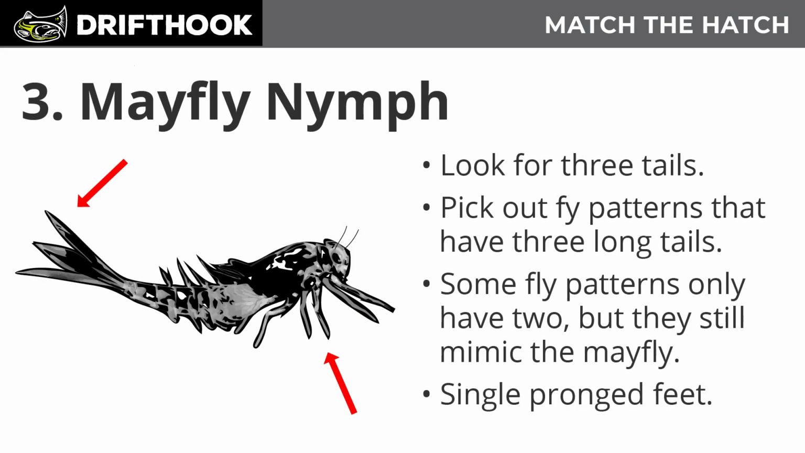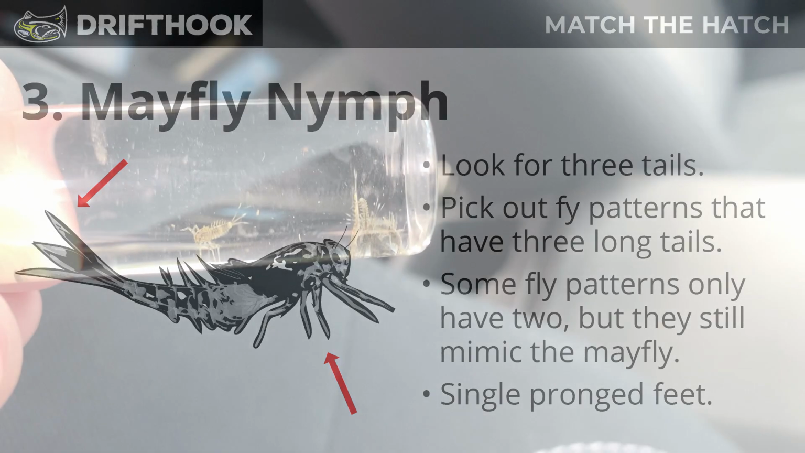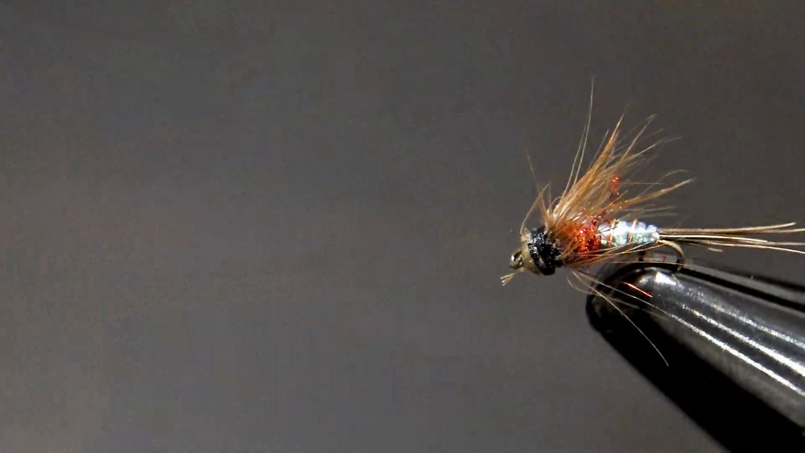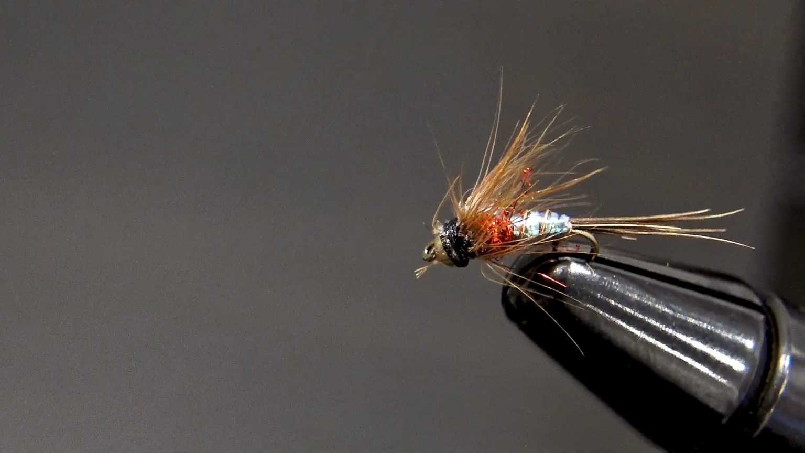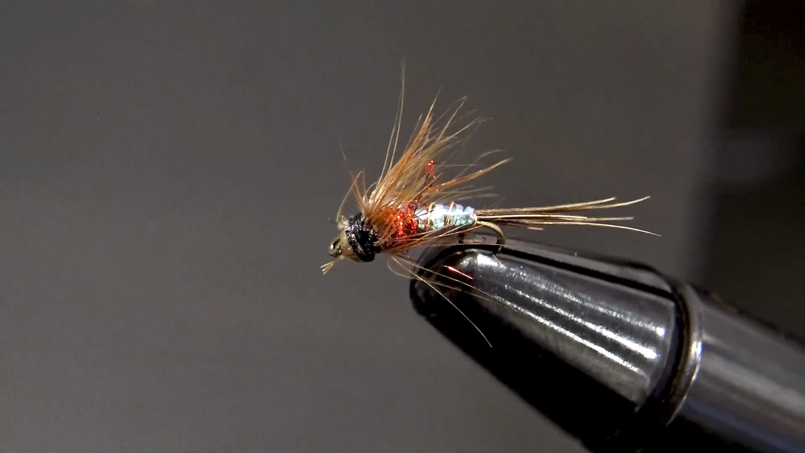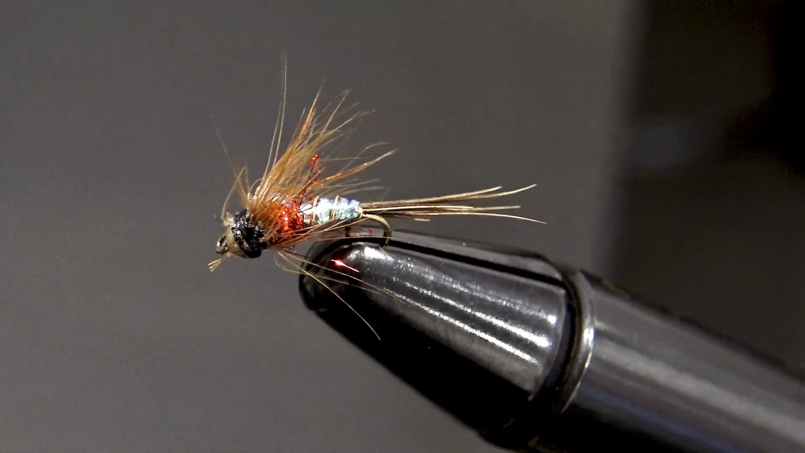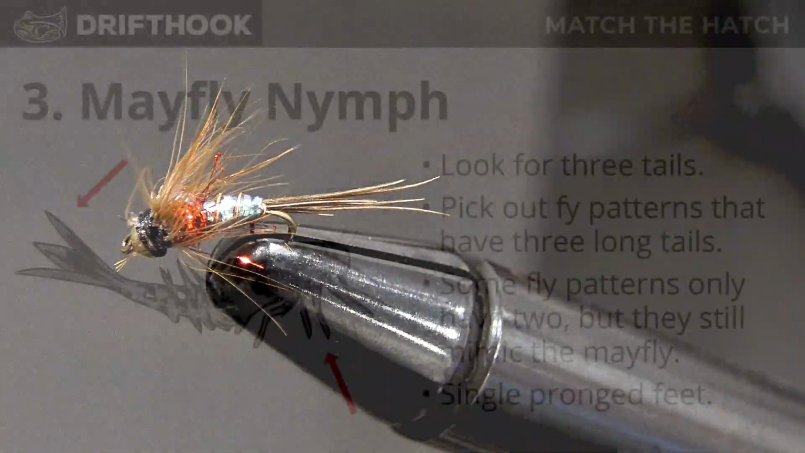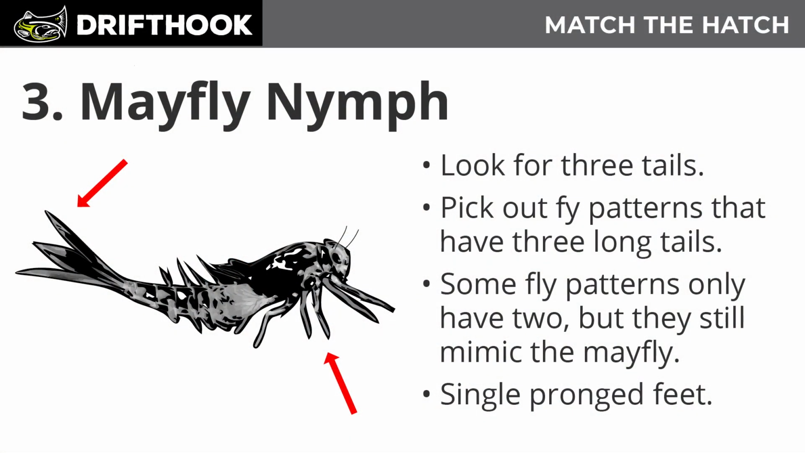The next is the Mayfly Nymph. Now, the easiest way to recognize this insect is to look for 3 tails. This is also a good way of picking out your flies if you didn't know what they're called, or if you didn't buy our box and you got it from a friend. Just look for the patterns that have 3 distinct tails. Now, some fly patterns only have 2 tails, but they're still trying to mimic the Mayfly. Look for single-pronged feet. Compared to the Midge and the Mayfly, these are going to be honestly noticeable.